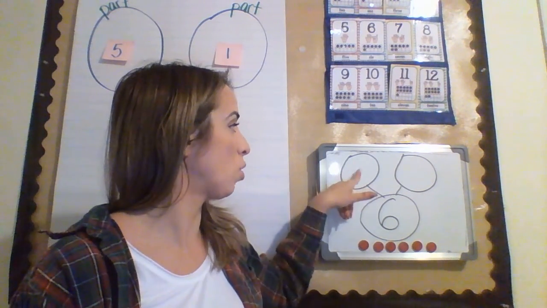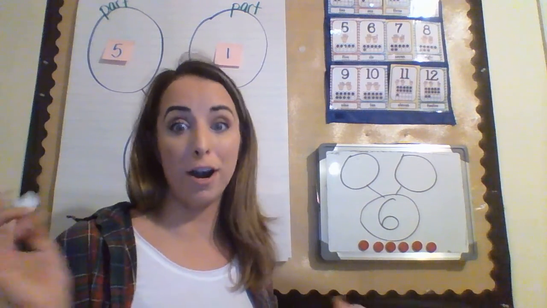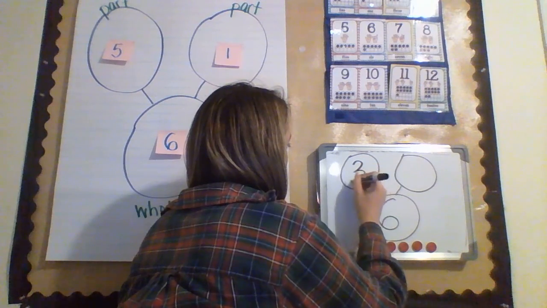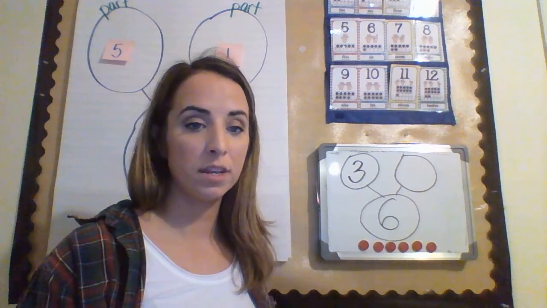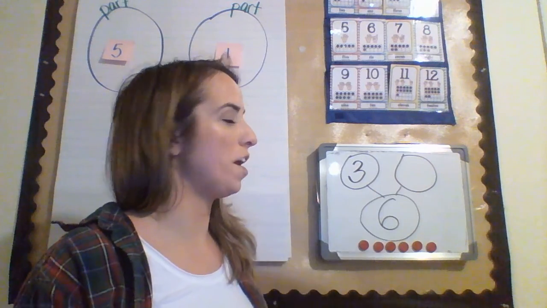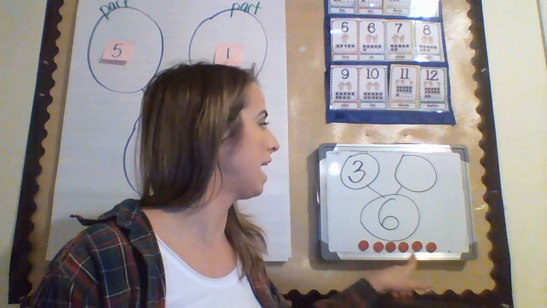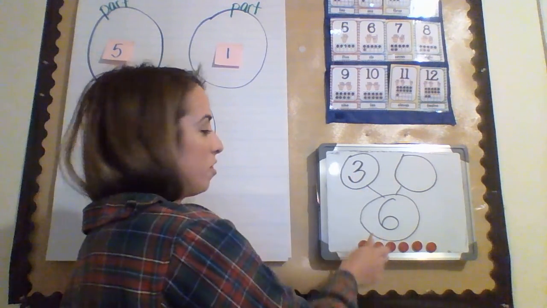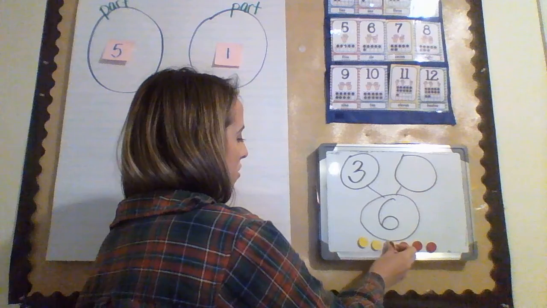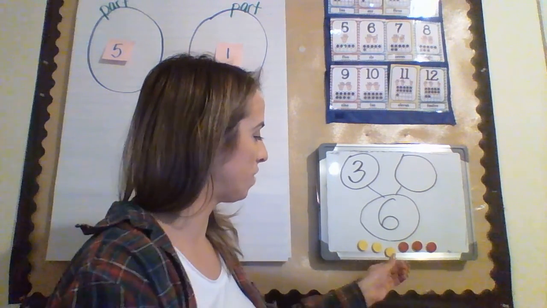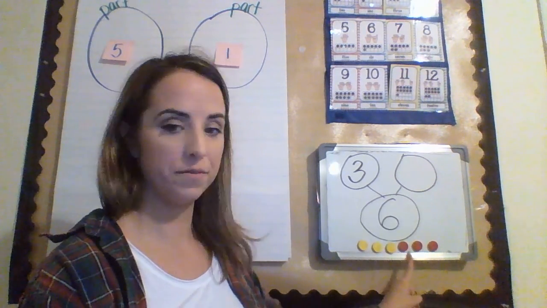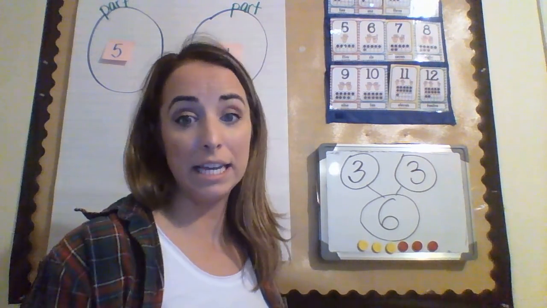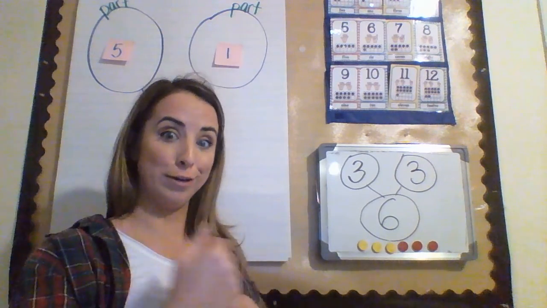So here is your first part. I want you to try and figure out what your other part is. So what can you do to your counters to find your other part? We'll flip them over. So let's flip over how many? 3. 1, 2, 3. Okay, so that must mean, what is our other part? 3. Okie dokie. Let's do one more, and then I'm going to stop helping you.